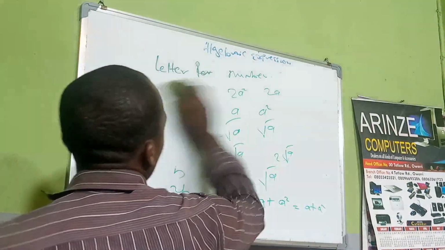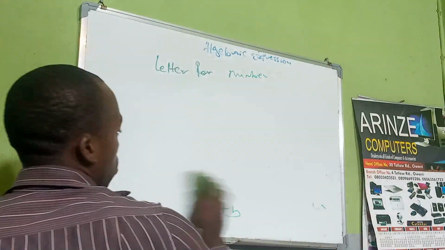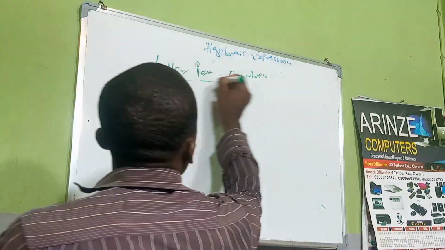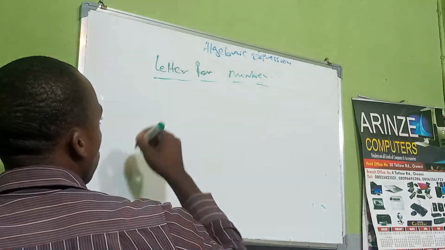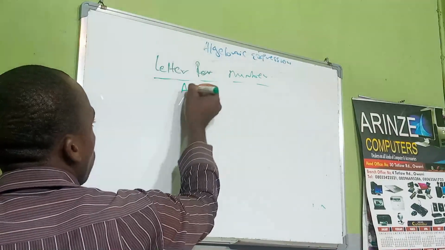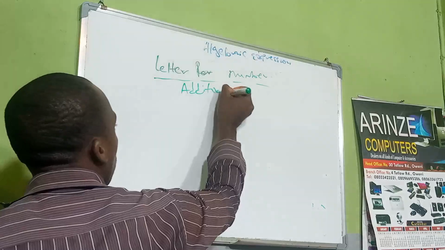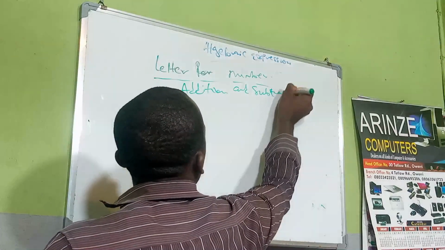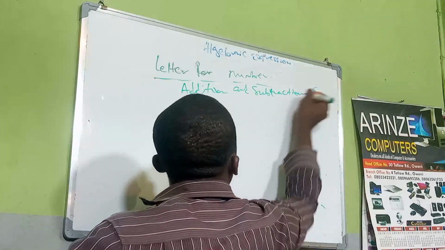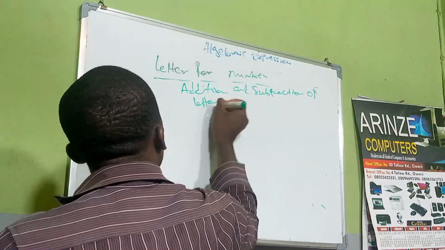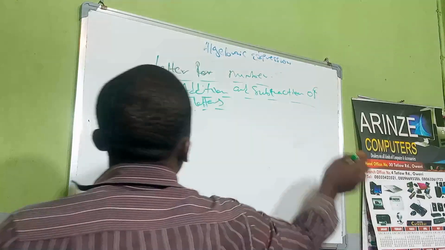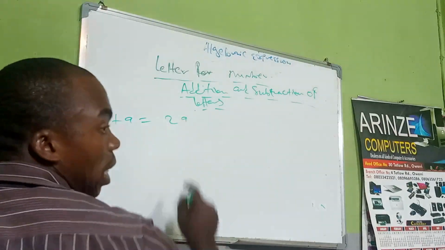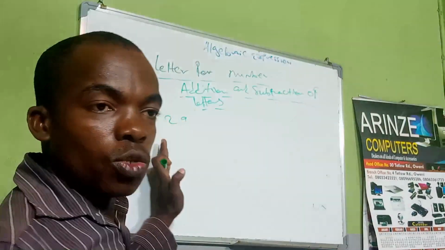Now the next thing, let's look at how to add up letters. Addition and subtraction of letters. So let's say A plus A is equals to what? 2A. A plus A is 2A.